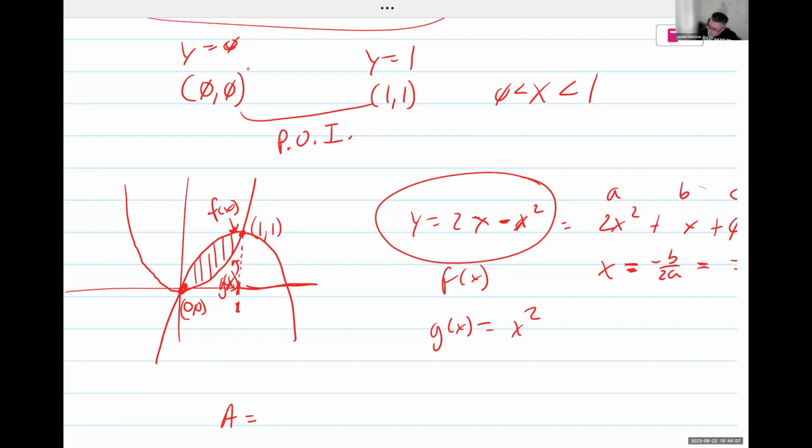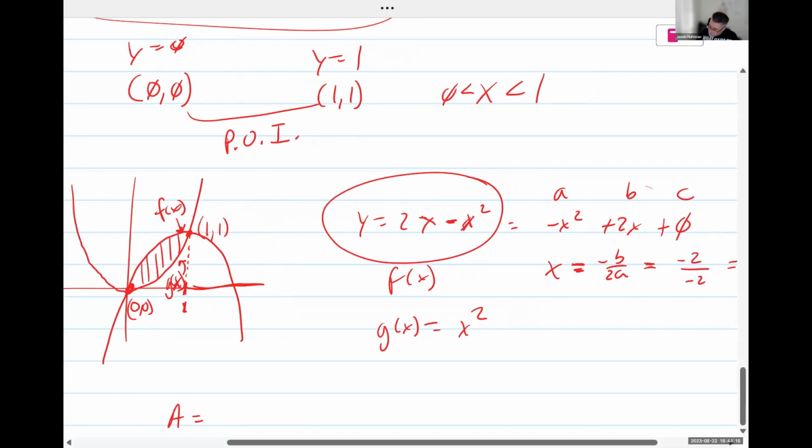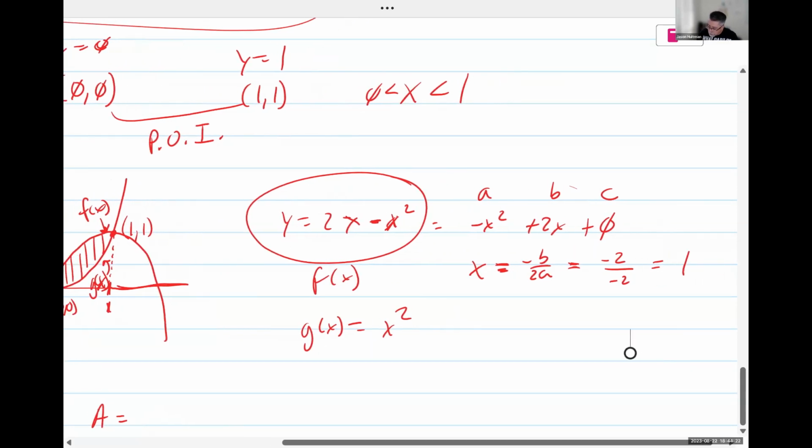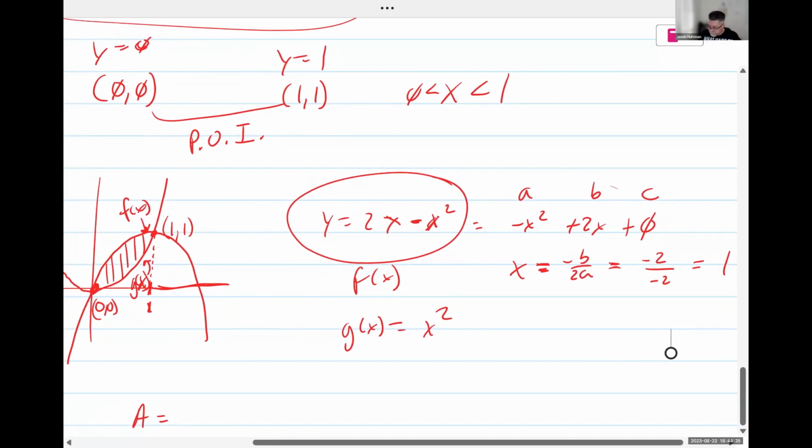So negative x squared plus 2x plus 0, there we go. So it's negative 2 over negative 2, thank you, which is still 1. Thank you so much. Perfect.